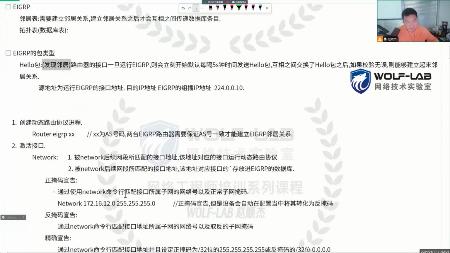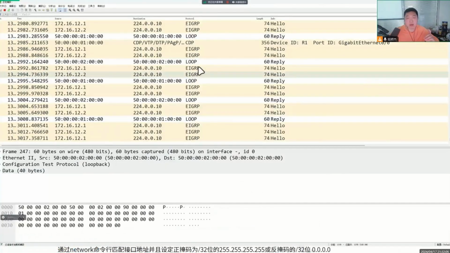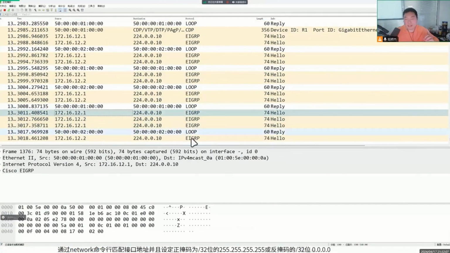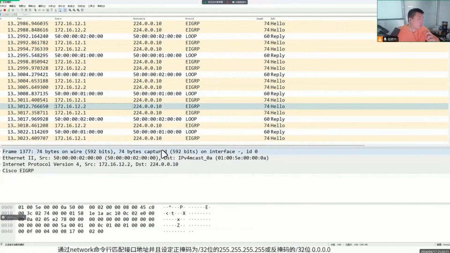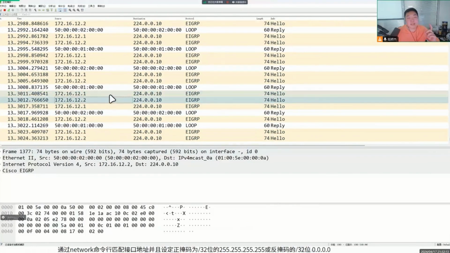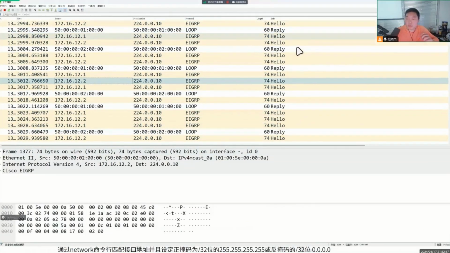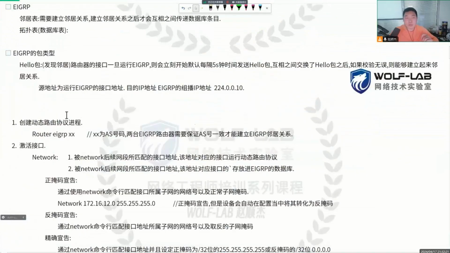So today what we mainly learned is our EIGRP tables: a neighbor table, a topology table, and our EIGRP packet types. Then we send hello packets to discover neighbors. The first function of the hello packet is to discover neighbor routers. We establish a neighbor relationship.